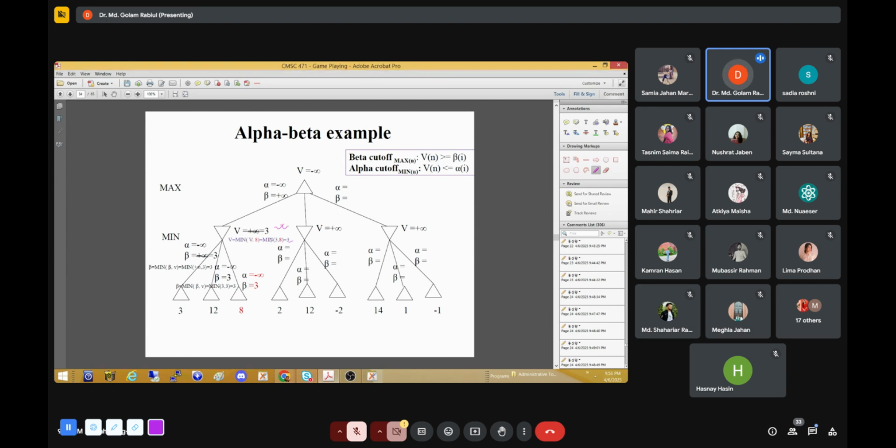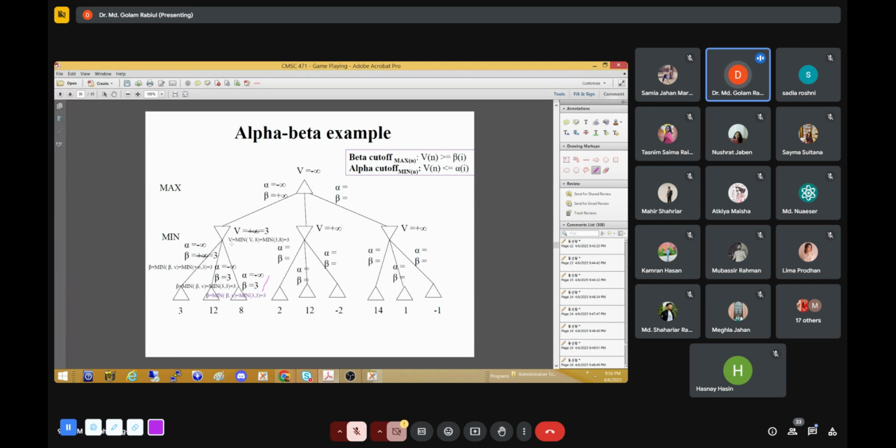After updating this, it will try to prune again. V is 3 and alpha is negative infinity, so this is also not true. That means at this stage we cannot prune. In that case, it will update the value of beta, which will be the minimum of beta and v, and v is 3. Previously beta is 3, so the minimum is 3. So that means no change in the alpha and beta values.